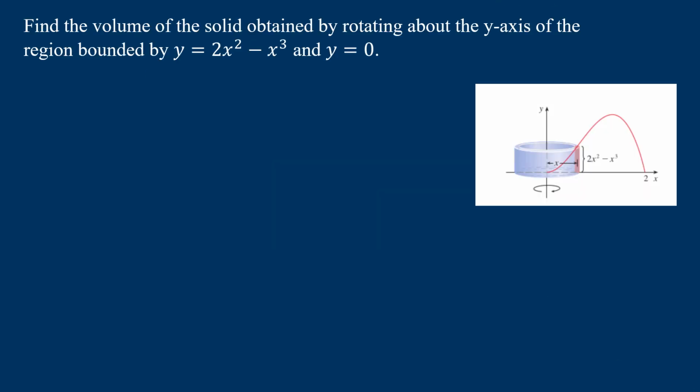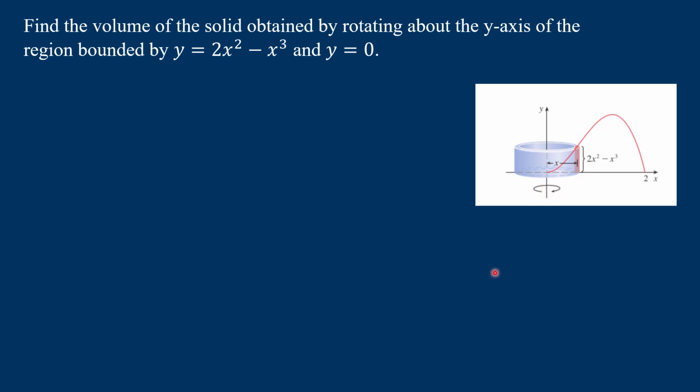Let's have the first example. We want to find the volume of the solid by rotating about the y-axis the region bounded by y equals 2x squared, y equals x cubed, and y equals 0.